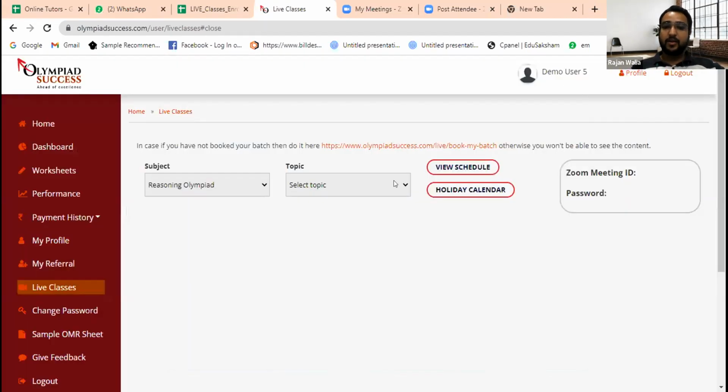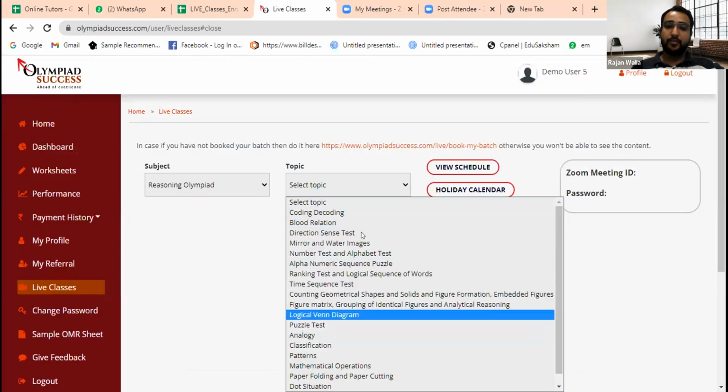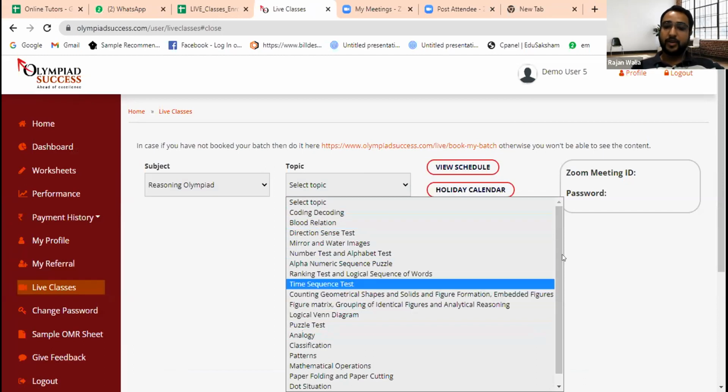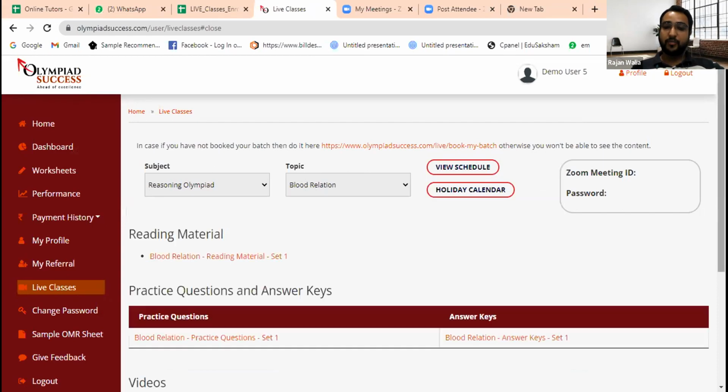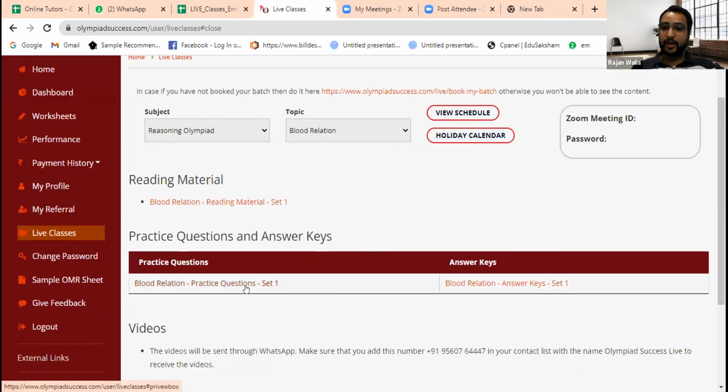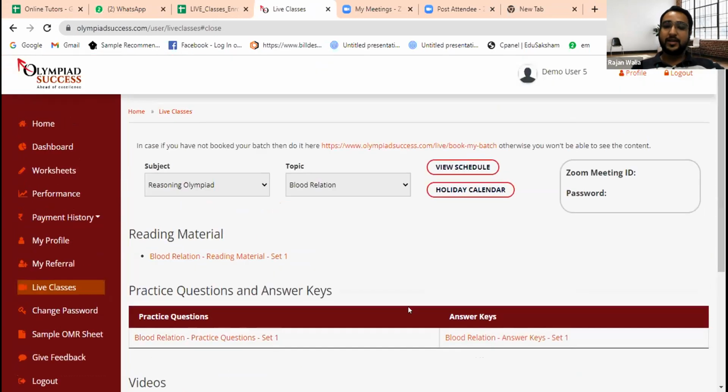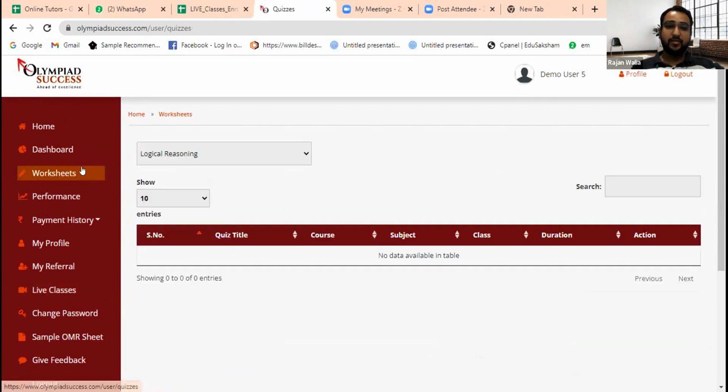Okay, when you select a topic here, any topic, these are all the topics we are going to discuss in this course. For each and every topic, you will find reading material and practice questions. You can go to the reading material after the classes for revision and you can practice questions here. These are the answers. Besides practice questions and reading material, topic-wise worksheets are also available. Like I said, you can access the worksheets here.